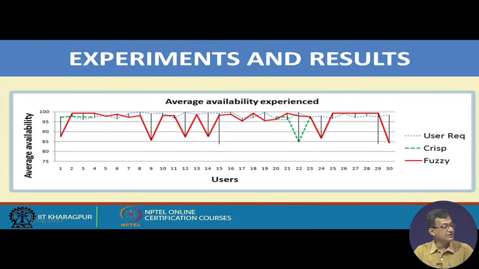Here also the dotted line is the user requirement, red is the fuzzy, and green is the CRISP. Over a range, the fuzzy seems to follow better. That may not always be the case, but it is likely to map the user requirement in a better way, with the fuzzy inference engine.